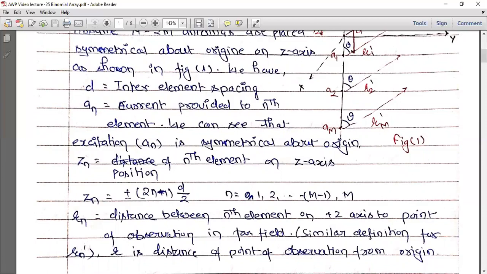So for this particular case we are talking about, the expression for the array factor is given by the summation over all antenna elements, n equals 1 to capital N, where capital N is the number of elements in the antenna array. So it is the summation n equals 1 to capital N of a_n e to the power minus jk z_n cos theta, where z_n is the position of the nth element on the z-axis.